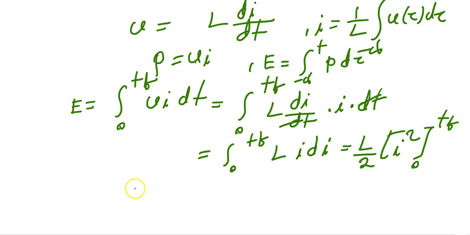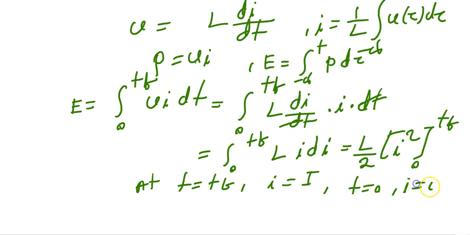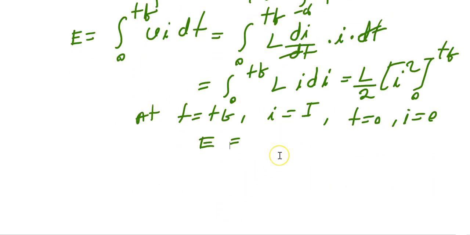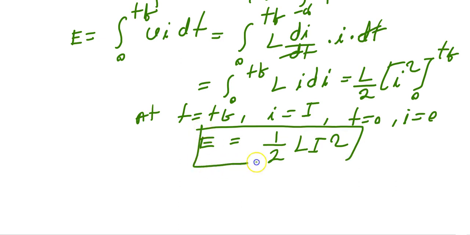So if at time t equal to TF your current is capital I, and at t equal to 0, I equal to 0, then you have energy equal to half L I square. So energy stored in the inductor is half L and the current flowing through it at that time, so half L I square. Then we'll move to the capacitor.